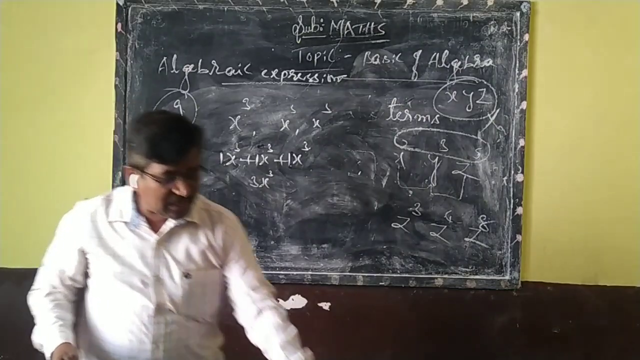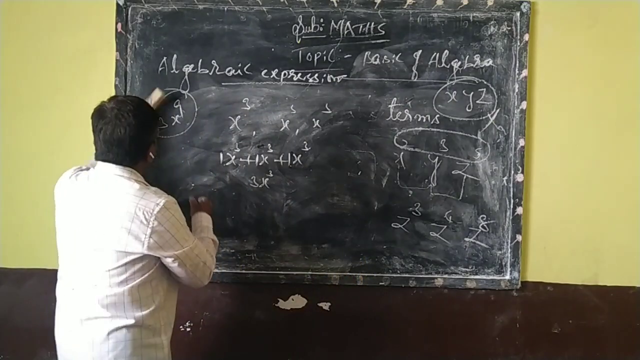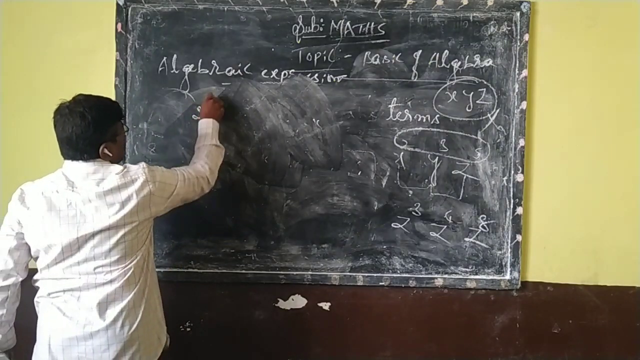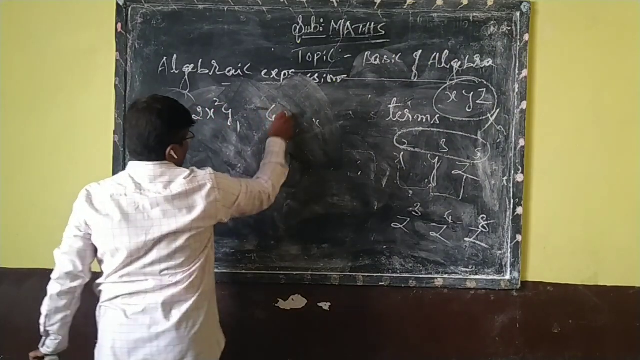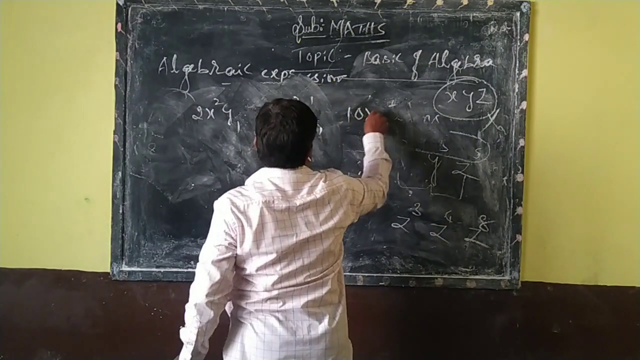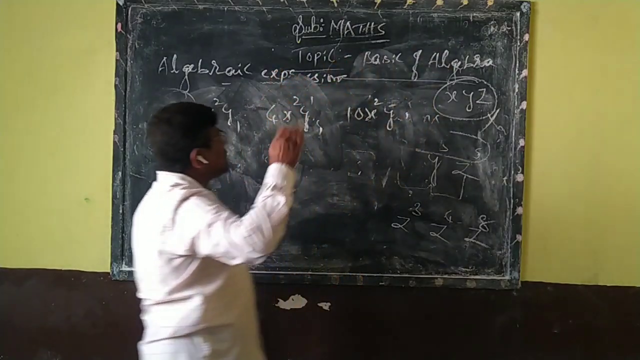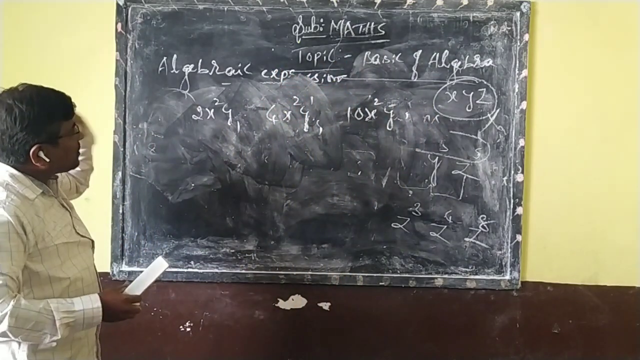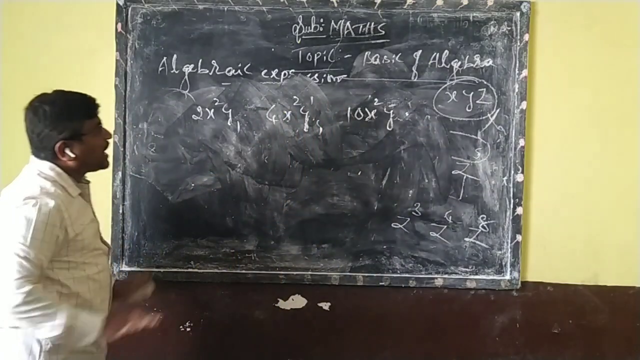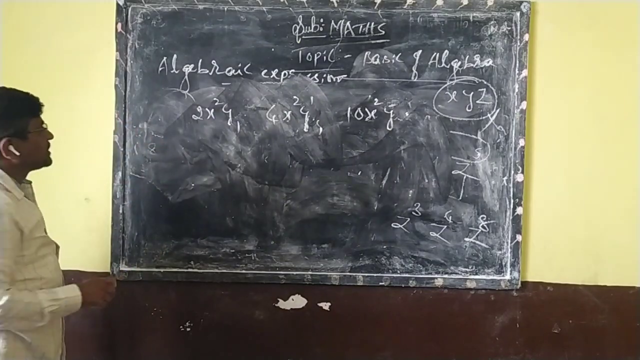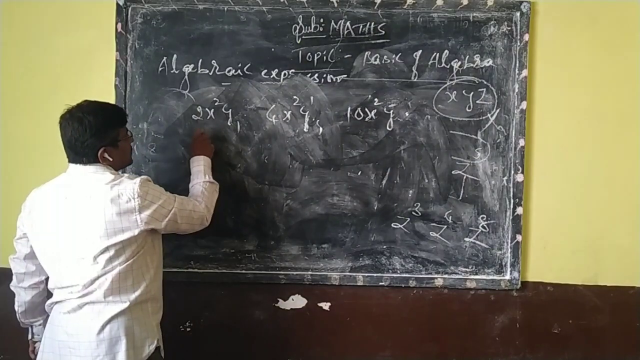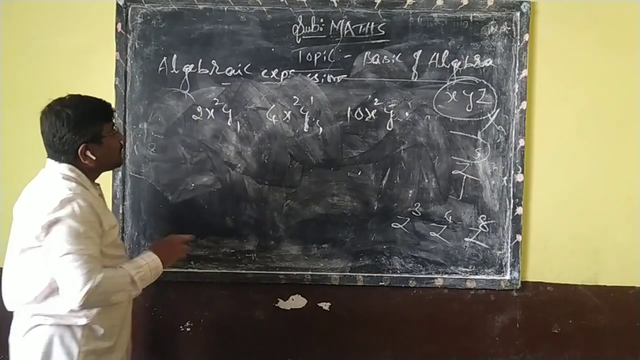In the same way, I will give another example. Very, very simple examples. For example, 2x square y, 4x square y, 10x square y. In your textbook, you see the exercise problems. Here all problems I have created, completely my own examples. In the same way you can express. There you can see the exercise problems and work them out. If the question says add the following, then what will you do?